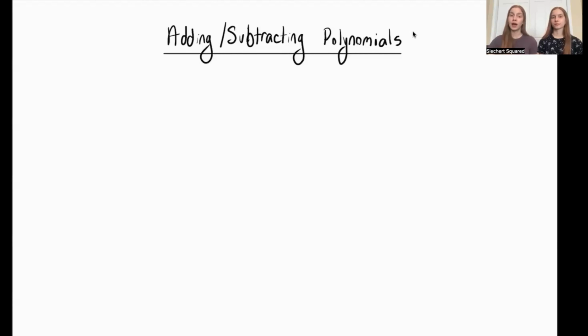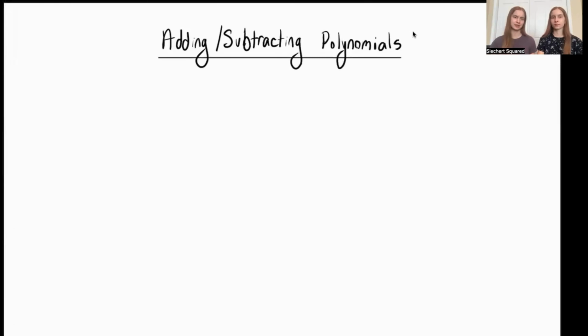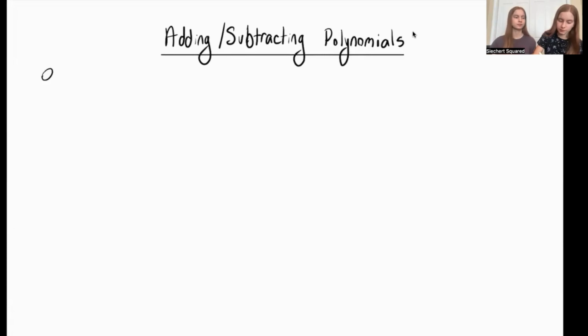So let's dive in. Since we're going to talk about adding and subtracting polynomials today, we have to first know what a polynomial even is. Polynomial is definitely a term that you're going to see more and more of the further that you go into math. A polynomial is an expression made of several terms.